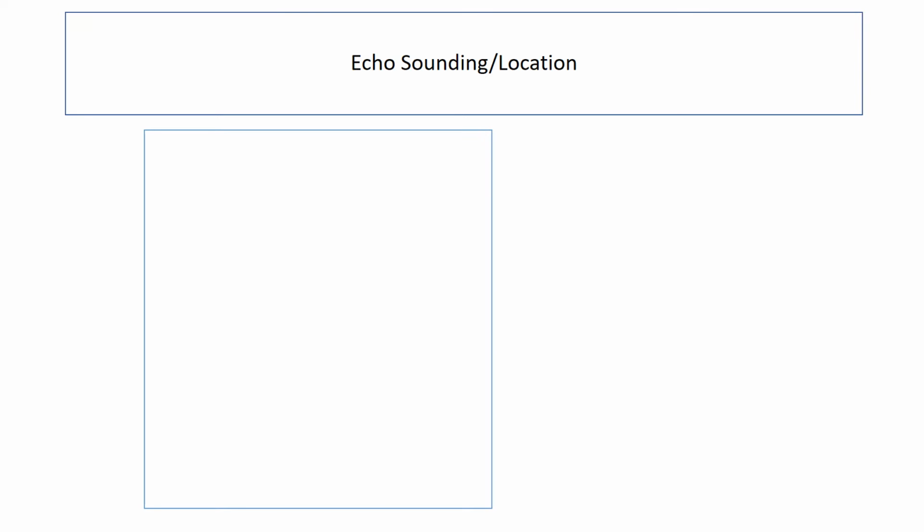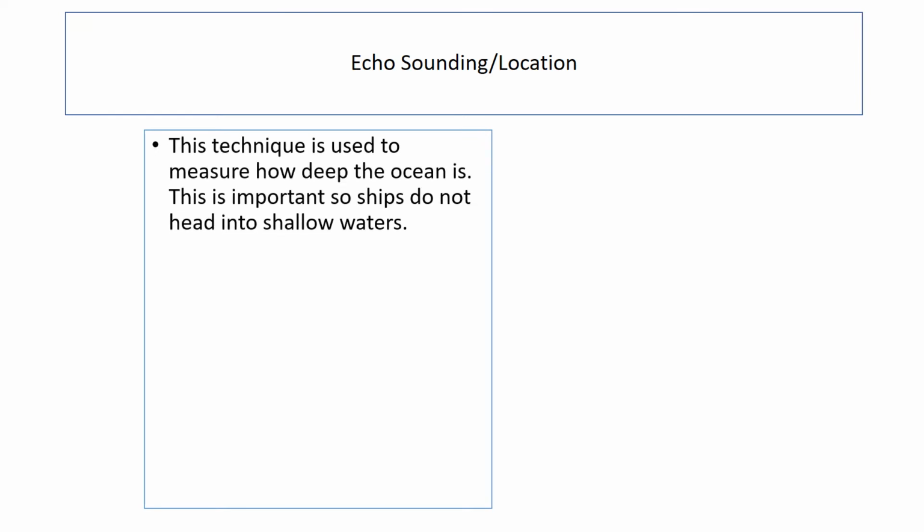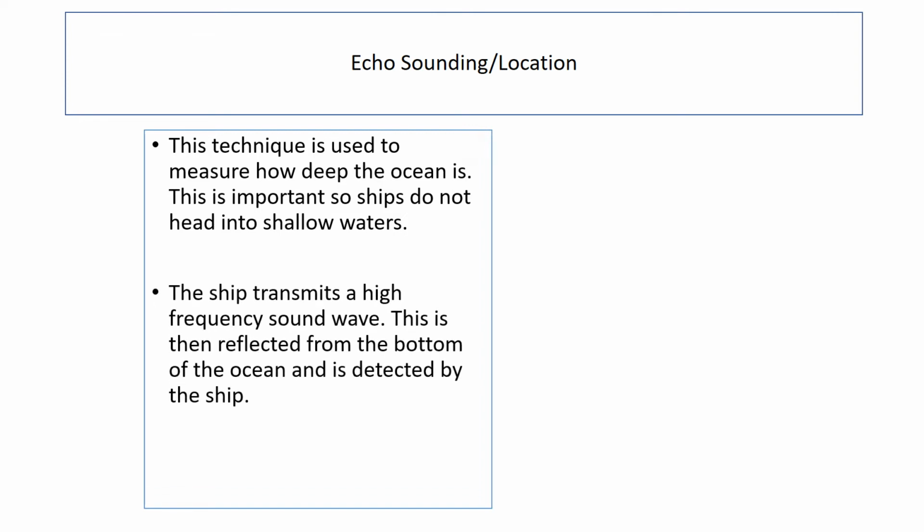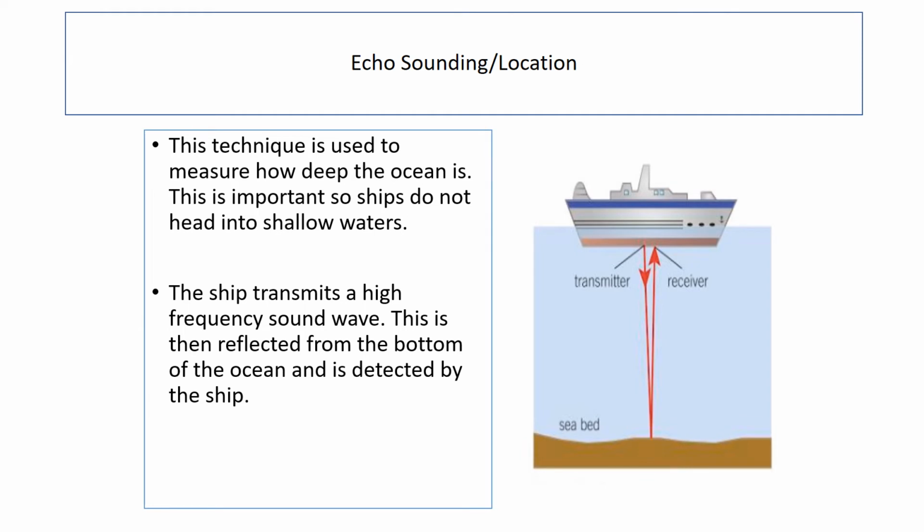And some animals use echo sounding location. And we also use echo sounding location in ships. And this transmits a high frequency sound that is reflected from the bottom of an ocean and is detected by the ship. And we use that to determine how deep or shallow the water is.